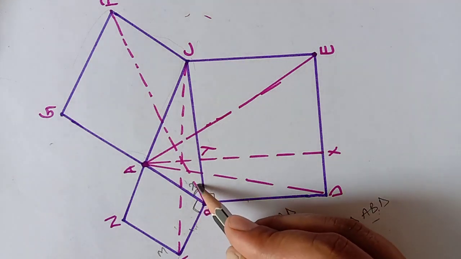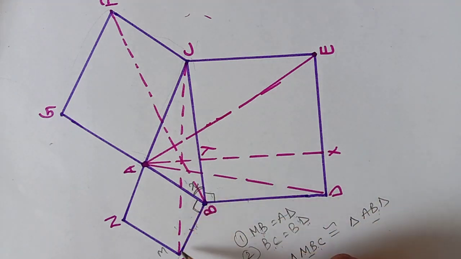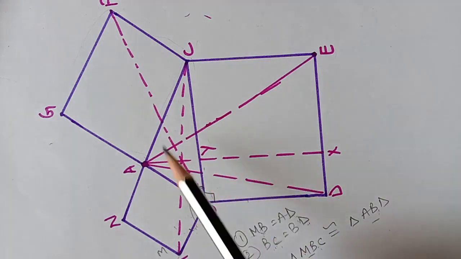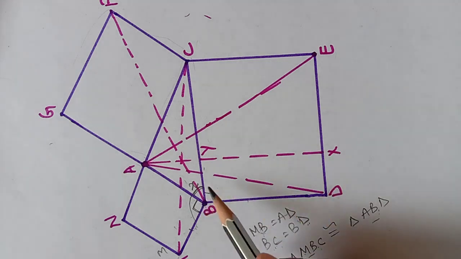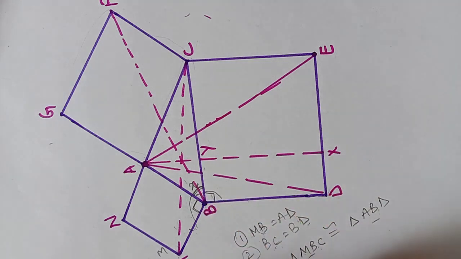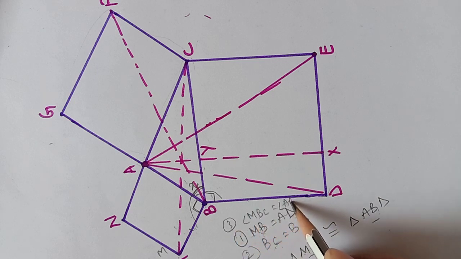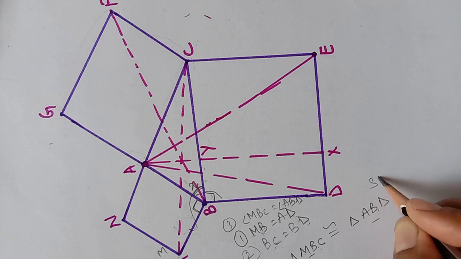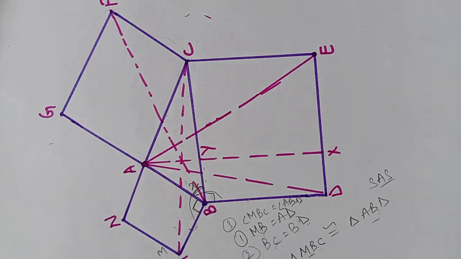We have X here, let it be X. So in triangle MBC, this angle is 90 plus X, and in triangle ABD, this angle is also 90 plus X. So the third thing is angle MBC is equal to angle ABD. They both are equal to each other, 90 plus X. So definitely by side angle side, by SAS, both triangles are congruent to each other.